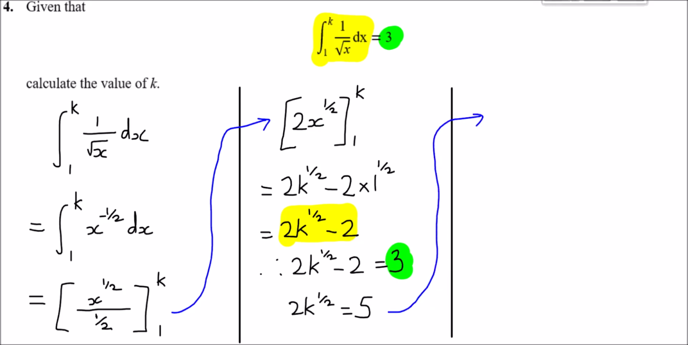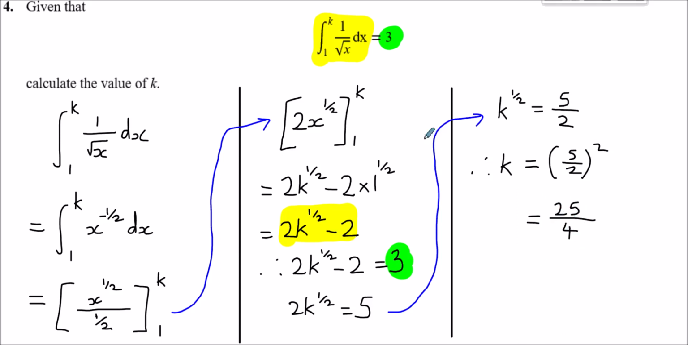Zoom. Divide through by 2. So k to the half must be 5 over 2. So therefore k, if we square both sides, we're now going to get what k must be equal to. So 5 over 2 all squared. K must equal 25 over 4. If you want to write it as 6.25, you can if you really want to. I suggest leaving it in this form.